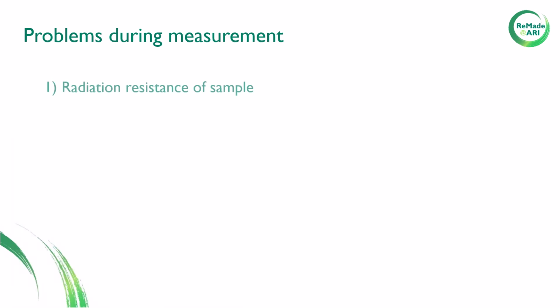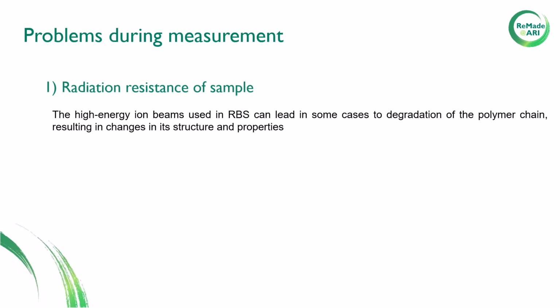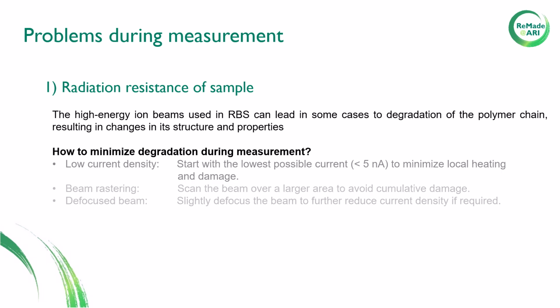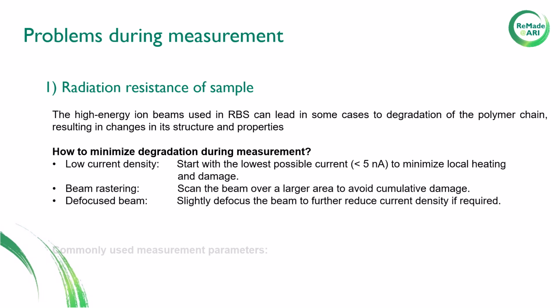During the measurement we must count with several problems. The first can be that the high-energy ion beams used in RBS or ERDA can lead to degradation of polymer chains, resulting in changes to their structure and properties. To prevent this degradation during measurement, it is important to use low ion energy, which helps reduce thermal damage to the polymer, or low ion currents can further minimize the risk of damage.